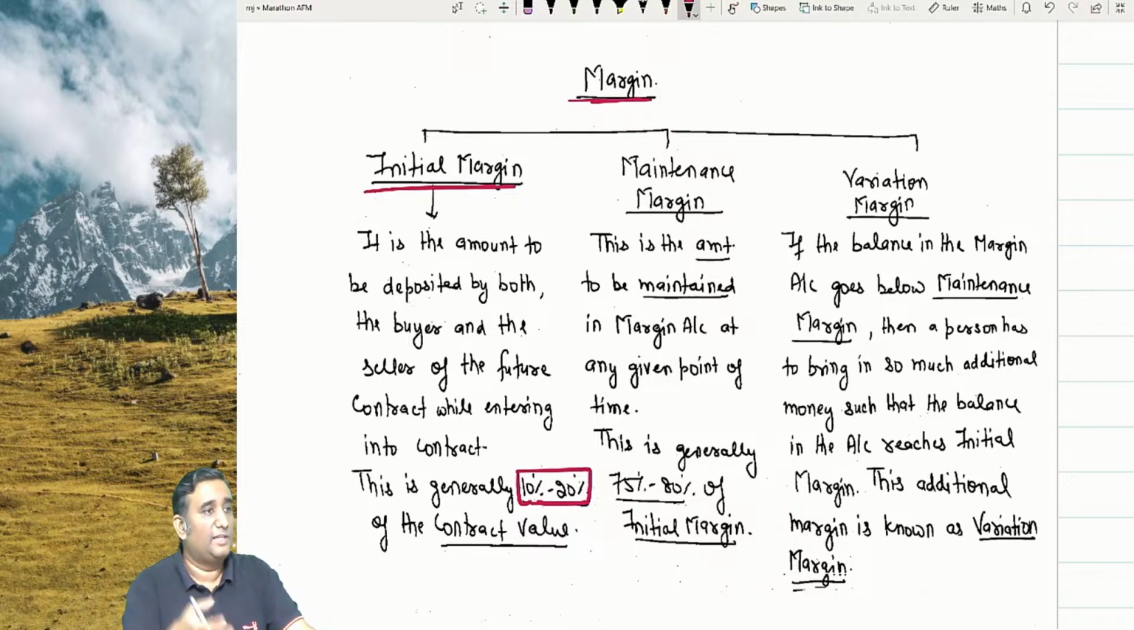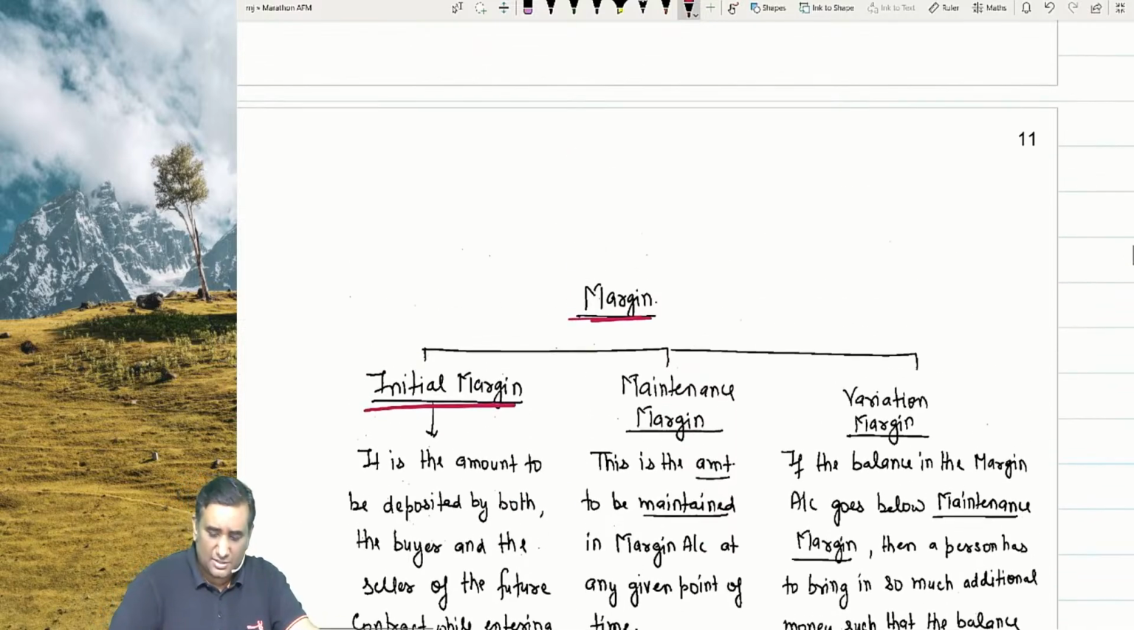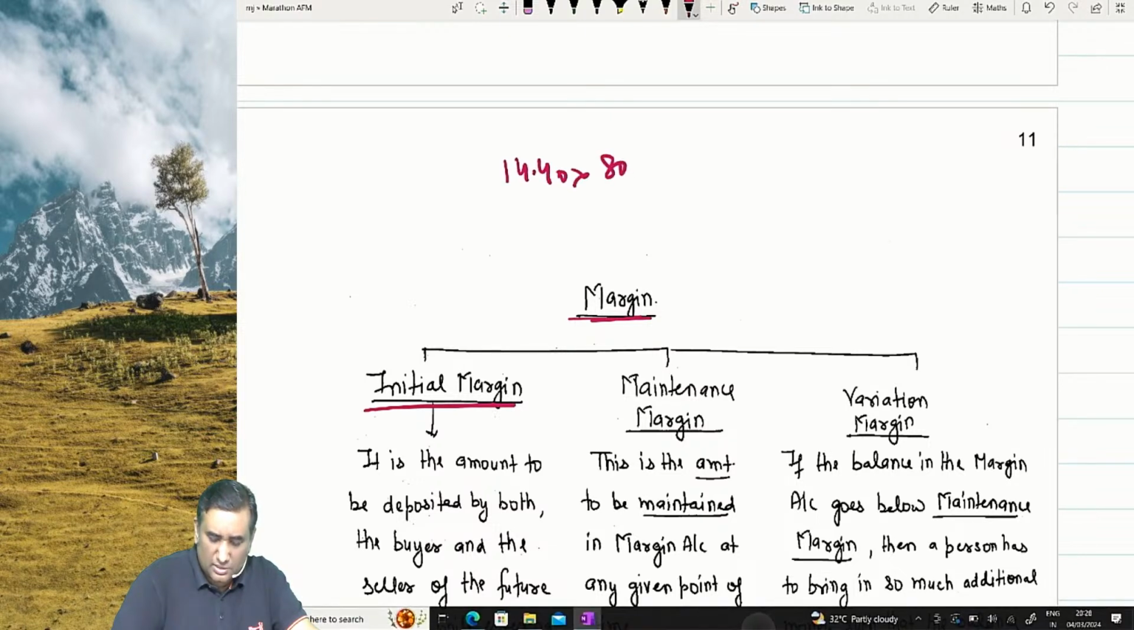So it's better to buy in the cash market. Actually, why do people use the derivative market? It's a leveraged position. For example, the contract value is 10 lakh. Take Idea this year, it was 14.4 into 80,000. How much is the contract value? 11 lakh?